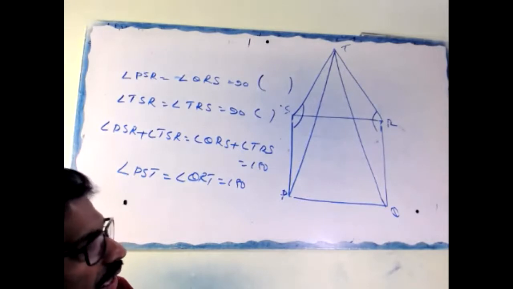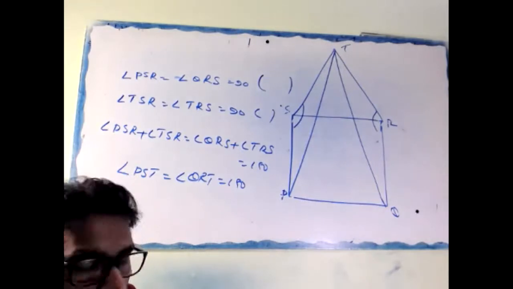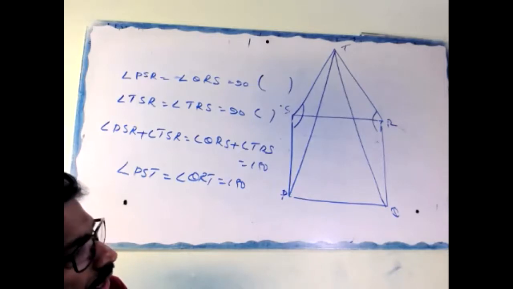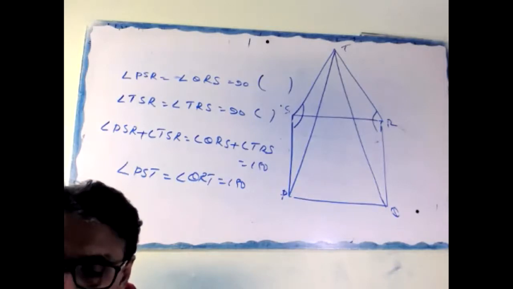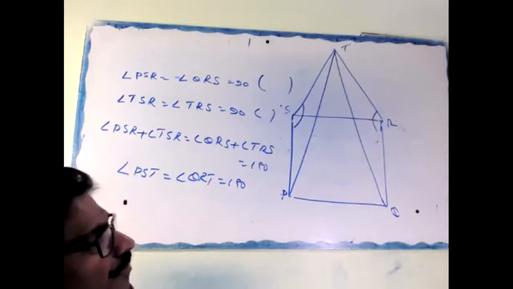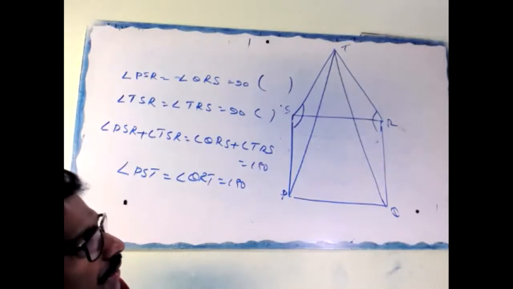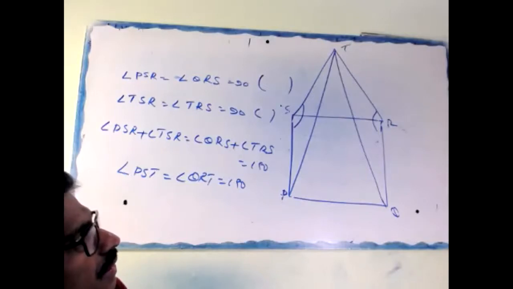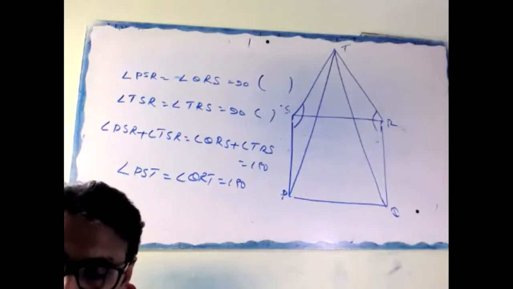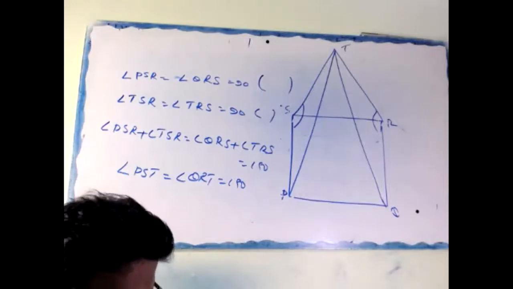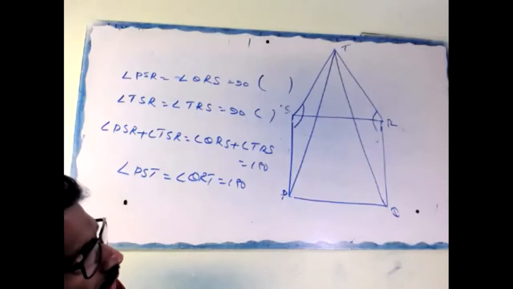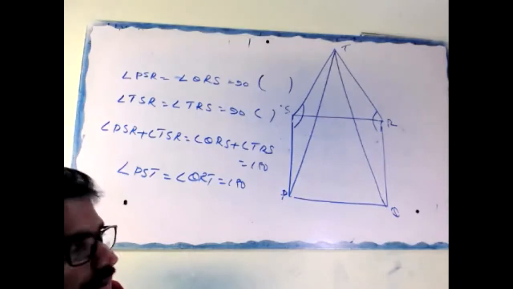Look, angle PSR equal to angle QRS, each angle of a square. Angle TSR equal to angle TRS equal to 60 degree. Adding both, we get angle PST equal to angle QRT equal to 150 degree.